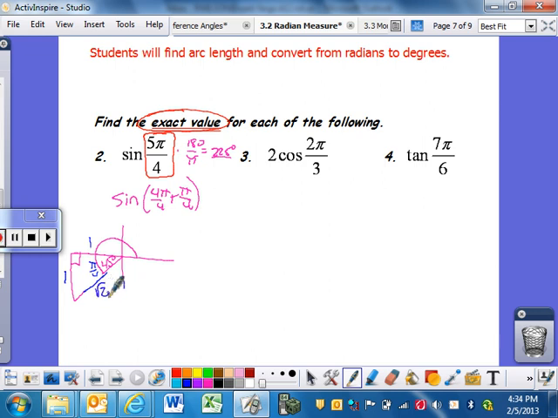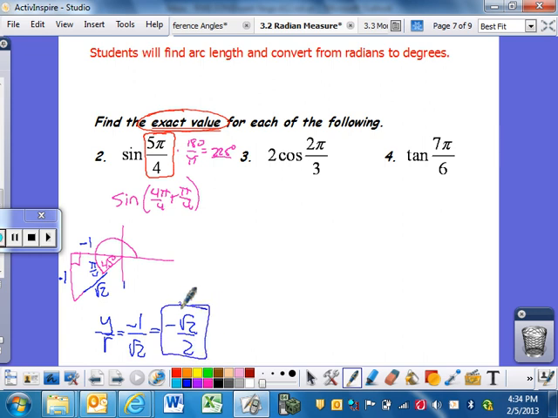Okay? And it's a -1 and a -1. So what is my sine of 5 pi over 4? It needs to be an exact value. What is the y over the r? -1 over root 2. So it's negative square root of 2 over 2 is your exact value.